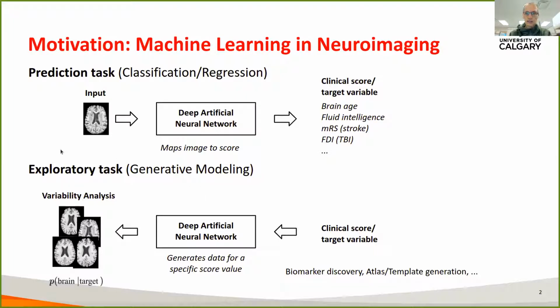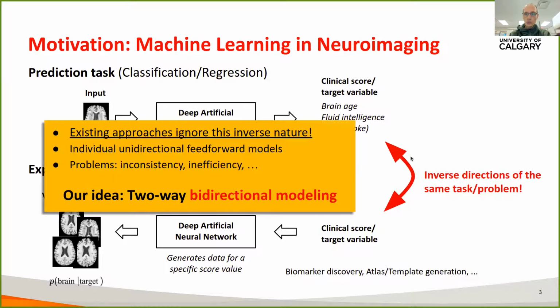And an exploratory task is kind of related to generative modeling. We want to reverse this process by generating data for a specific score value for biomarker discovery or atlas or template generation. So both of those things are usually the inverse direction of the same functional relationship between image and score. And most existing approaches in the literature ignore this inverse nature, and they build individual unidirectional feed-forward models to solve both tasks in an isolated way.